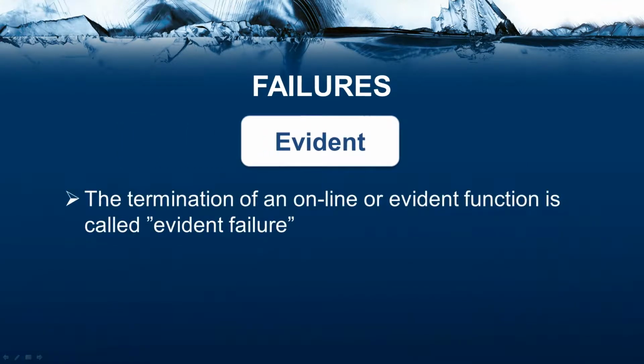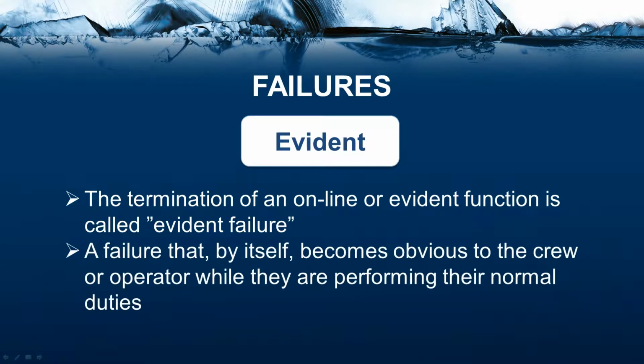Now we'll define failure classes. There are two types: evident failures or hidden failures. Evident failure, as the word says, you can see it. It's visible. The termination of an online or evident function is called evident failure. I see my car is running and suddenly the car stops. I can see it, the car is not running. That's evident failure: a failure that by itself becomes obvious to the crew or operator when they are performing their normal duties. Simple example as I told you: you are driving your car, the car stops, you know that the car has failed.